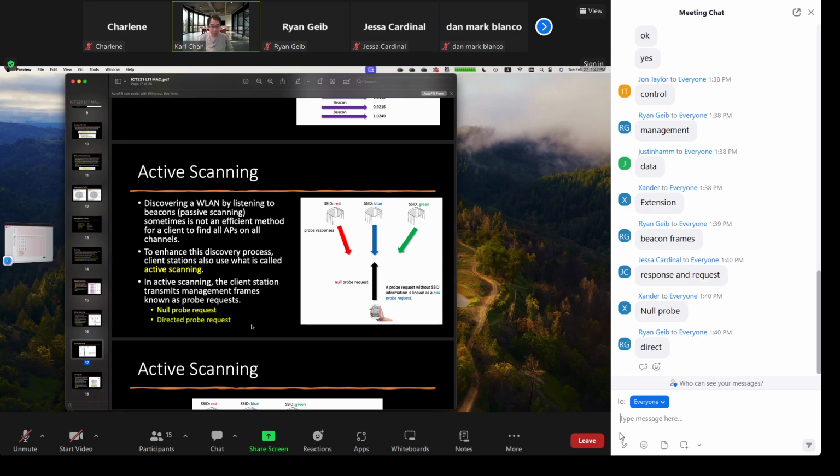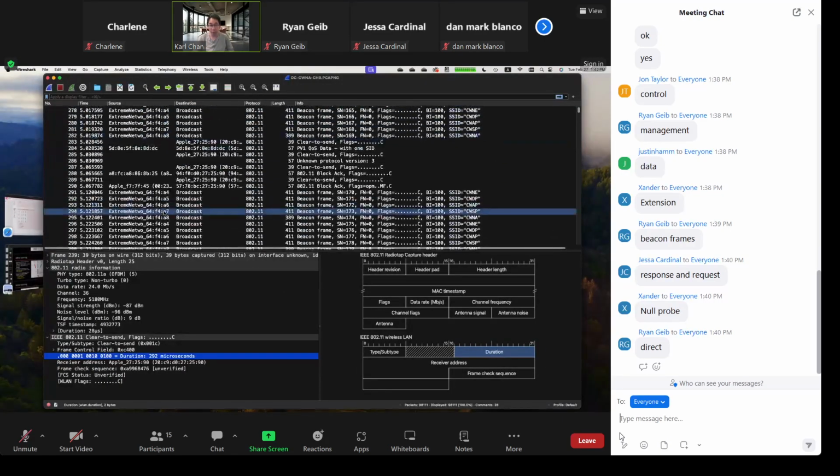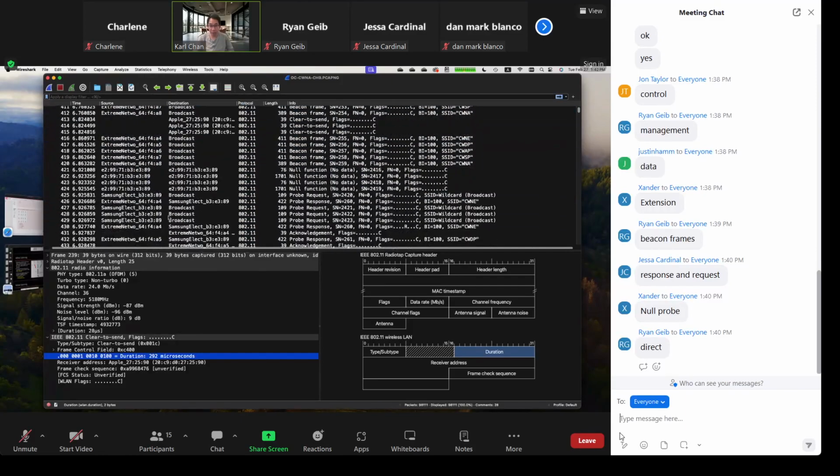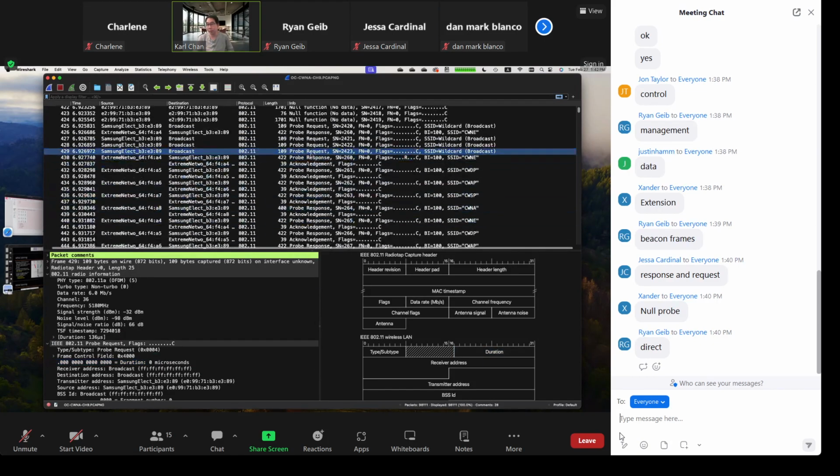And another one is the direct probe request. We have done this in Lab 5, right? We have studied null probe request and direct probe request in Lab 5. So I can show you the Wireshark as a review. In this frame, 429, this one is a probe request, right? But you see here, the SSID is a wildcard, it's a broadcast. So this is a null probe request. Do you remember this? We have done this in Lab 5, right?